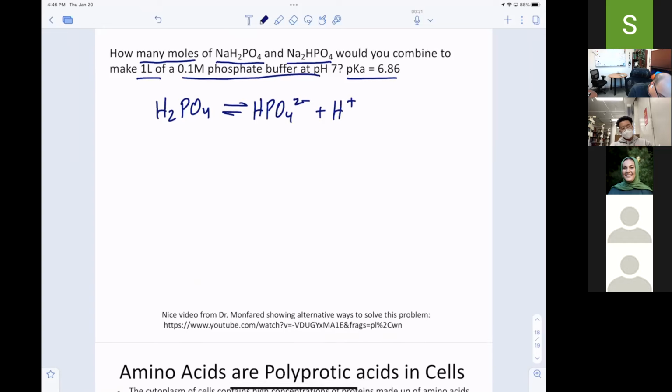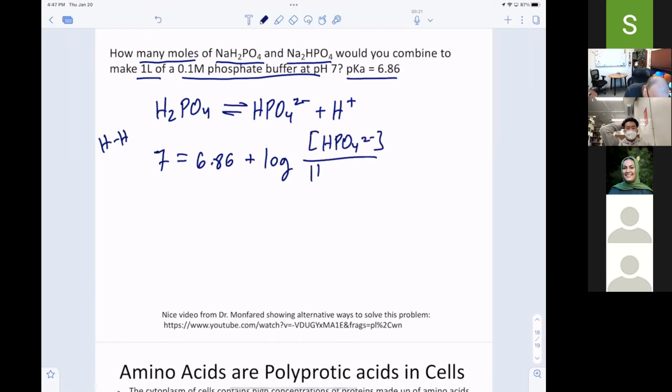So using Henderson-Hasselbalch, we know that they ask me about the pH. The pH is given to me, it's going to be 7. We know the pKa, which is 6.86. I'm going to write the Henderson-Hasselbalch equation; I don't think I need to write the equation every time, so you already know that. Then plus log of the moles or the molar, right? This is still in liter, but I don't know how many moles. I need to find out, that's the question. So let me write it like that: HPO4 over H2PO4.